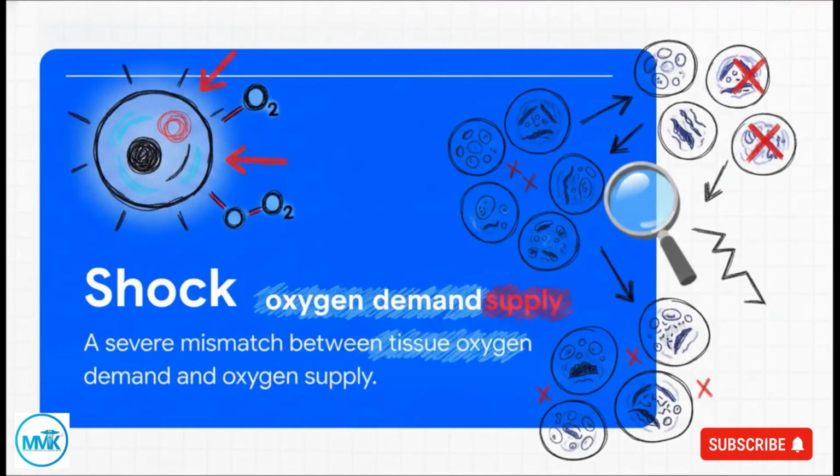So the crucial point we need to understand is this: shock is fundamentally a cellular problem. By definition, it's a severe mismatch between tissue oxygen demand and oxygen supply right down at the cellular level. Essentially, your cells are literally gasping for air. They desperately need oxygen to survive, and the body's delivery system has completely failed them.